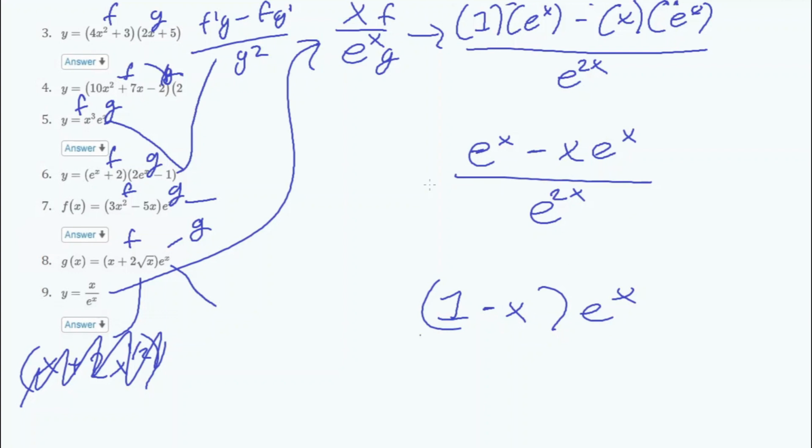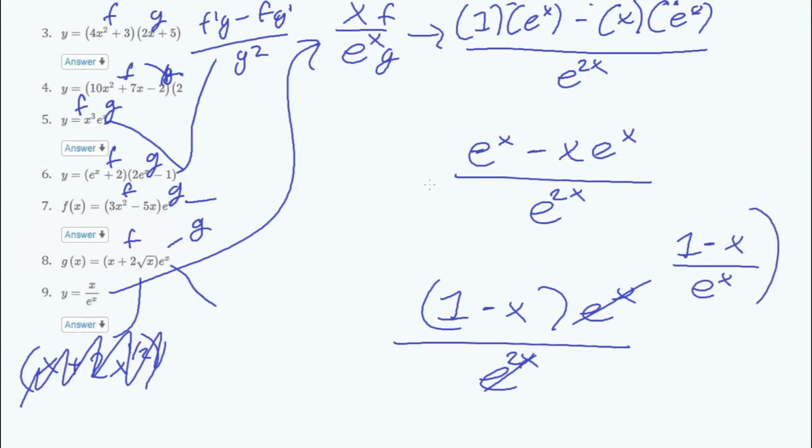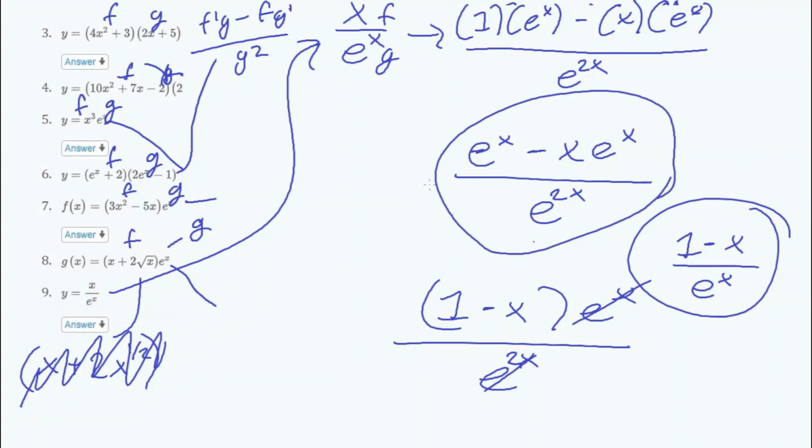You could cross out the top and the bottom. We could real quick do that. e to the 2x power. Now, if we simplify it, one of the e to the x would cancel out, in which we would have 1 minus x over e to the power of x. And that would also be our final answer, but this works just fine.